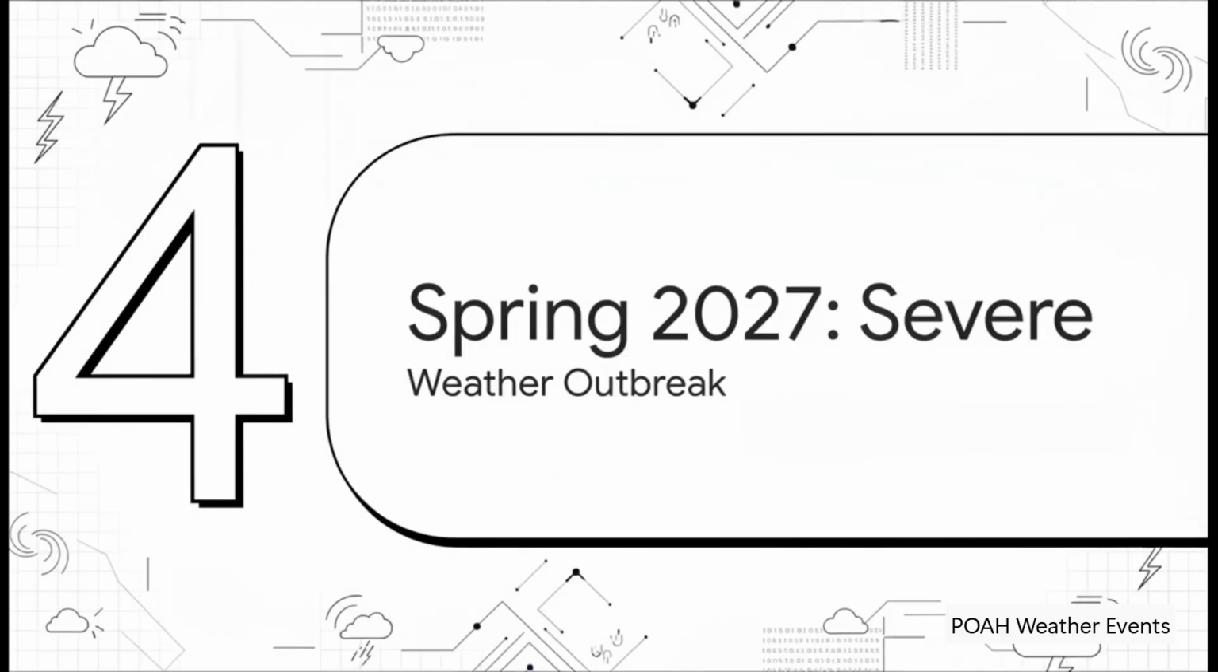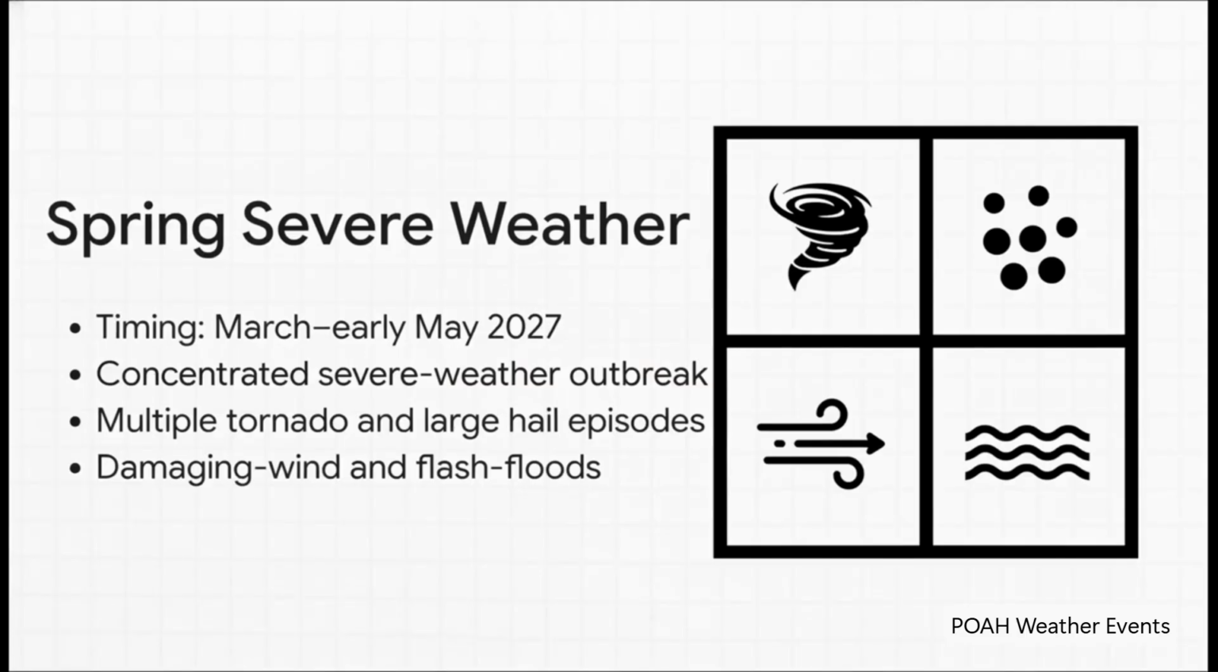Next up, Part 4, Spring 2027 and a severe weather outbreak. Our third and final chronological marker points to a concentrated spring severe weather outbreak hitting between March and early May of 2027. The AI reading is favoring incredibly intense, multi-hazard episodes. We're talking multiple overlapping outbreaks featuring tornadoes, large hail, destructive damaging winds, and intense flash flooding, all clustering into the same general time frame.